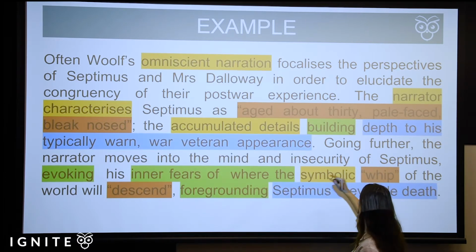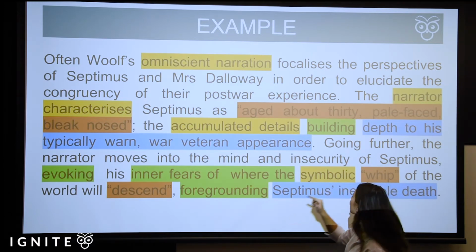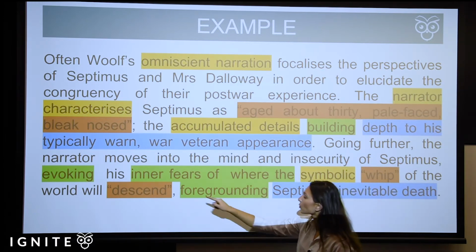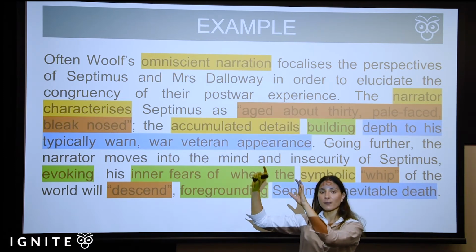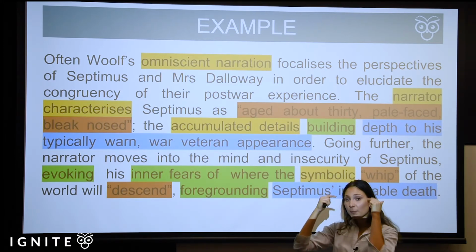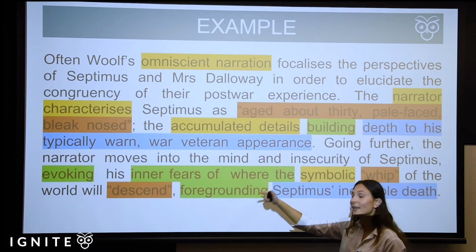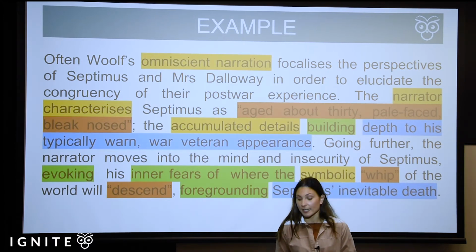Moves into the mind and the insecurity of Septimus, evoking his inner fears of where the symbolic whip of the world will descend, foregrounding Septimus's inevitable death. So what we're saying here is I've started off with the image. I've said here is his physical appearance. Then I've moved into the introspective nature of his mind and linked that to Septimus's character on a broader scale, which is his fear of death.